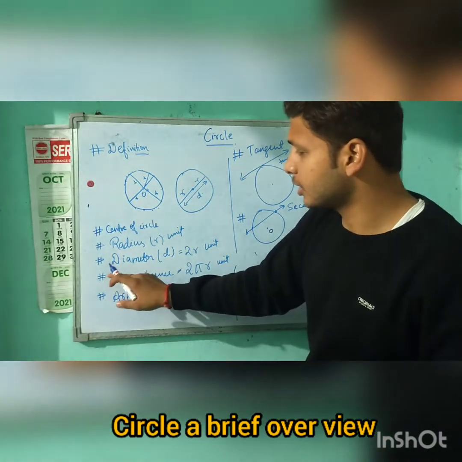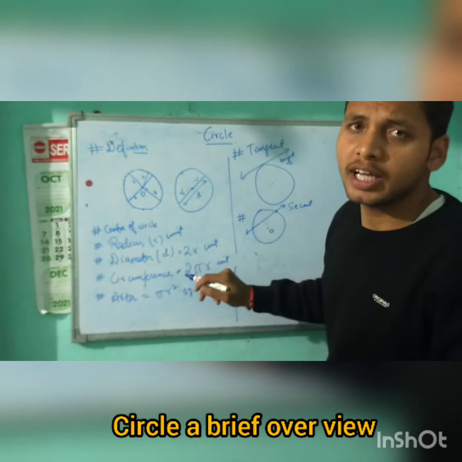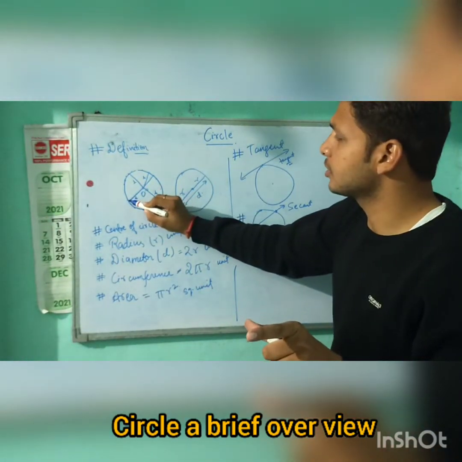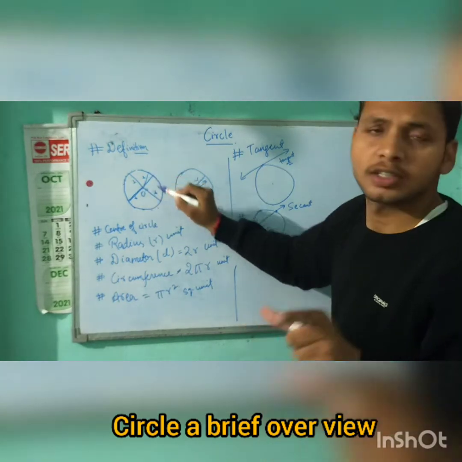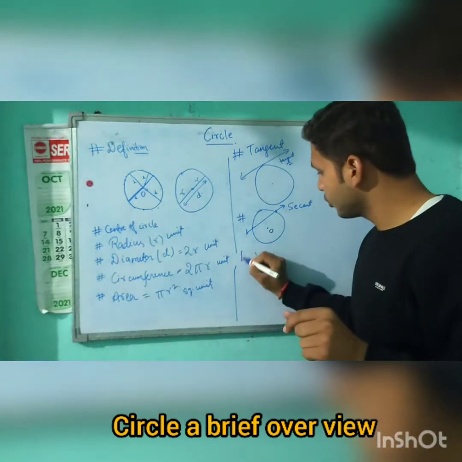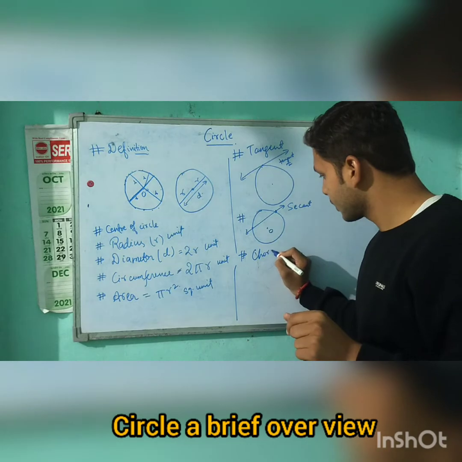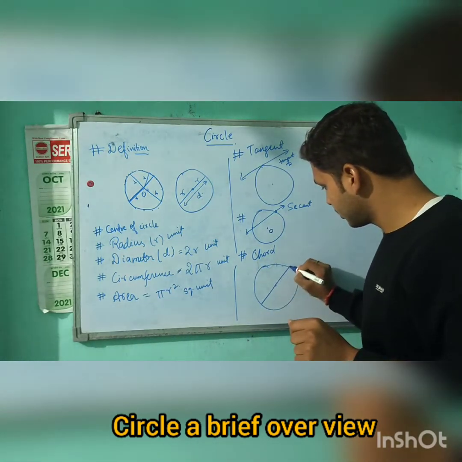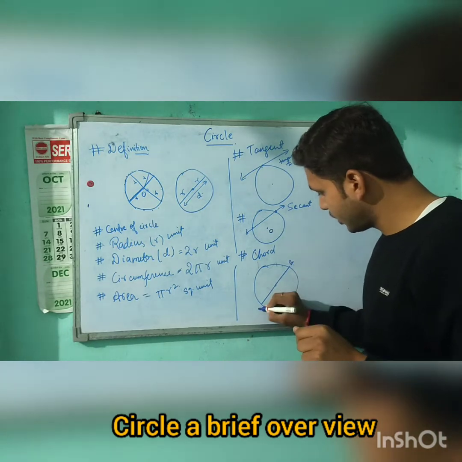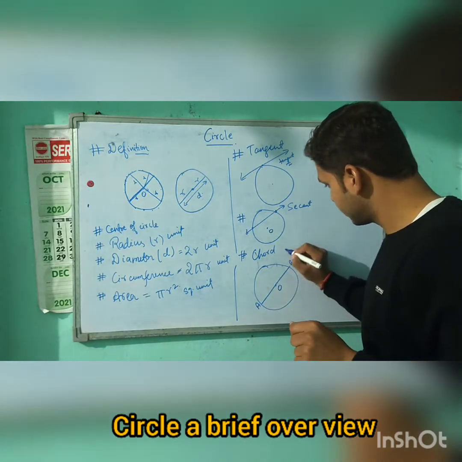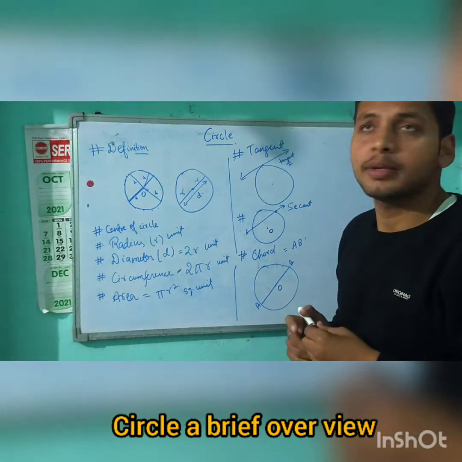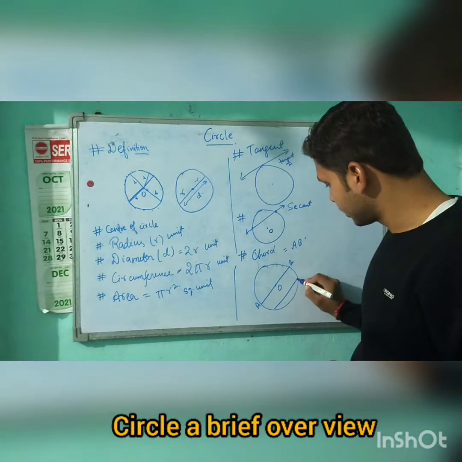Before this we studied diameter. What is the diameter? A line segment that joins two points together with the center. But one more thing there was the chord. In the chord, we have studied with the center. So AB is a chord, chord AB. What is a chord? CD can also be a chord.